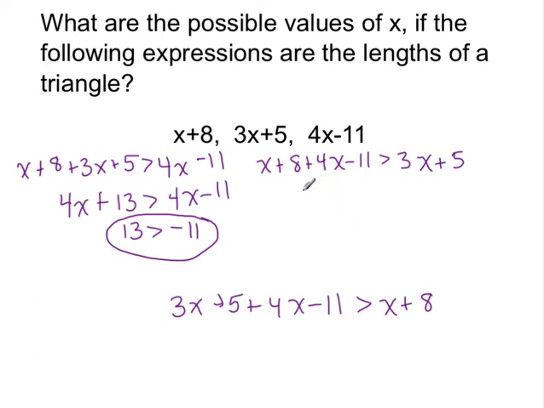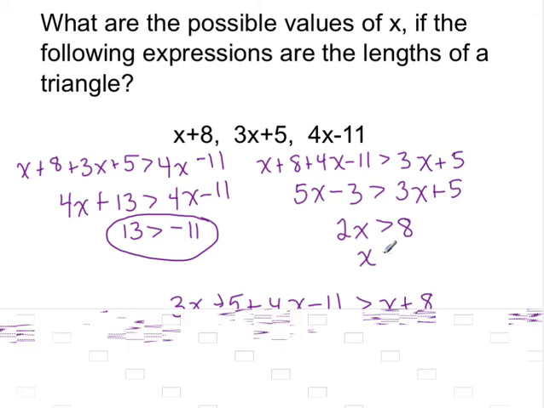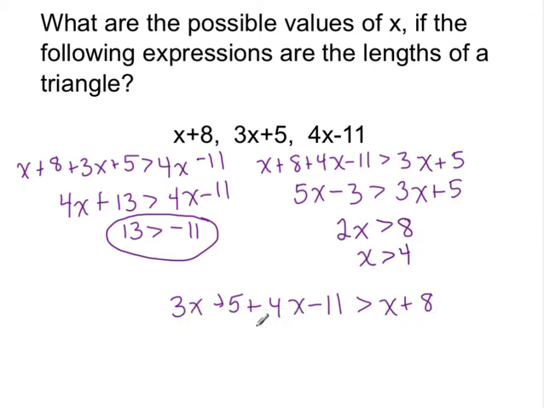So now we'll combine like terms again. I get 5x, 8 minus 11 is minus 3. That has to be greater than 3x plus 5. Subtract 3x from both sides. I get 2x. And I will add 3 to both sides and get 8. Divide both sides by 2. X has to be greater than 4.